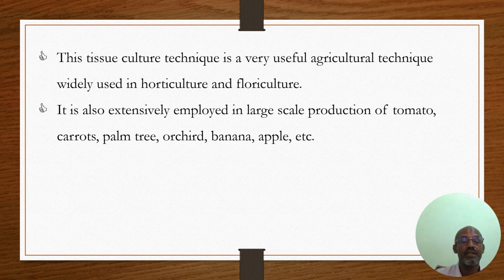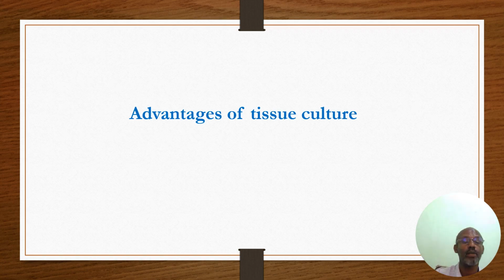It is also extensively employed in large-scale production of tomato, carrots, plant trees, palm tree, orchard, banana, apple. All these plants have been propagated or multiplied for their products by using plant tissue culture.